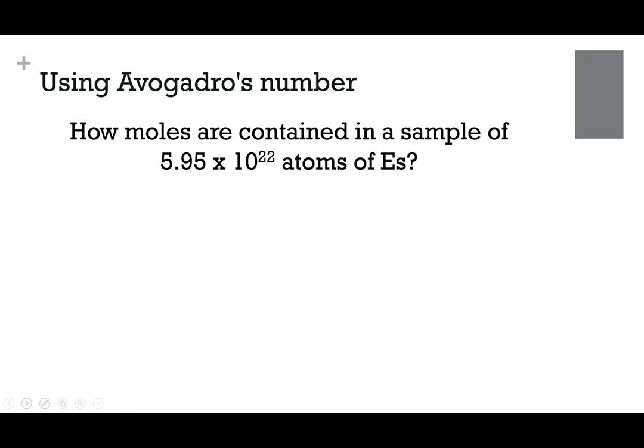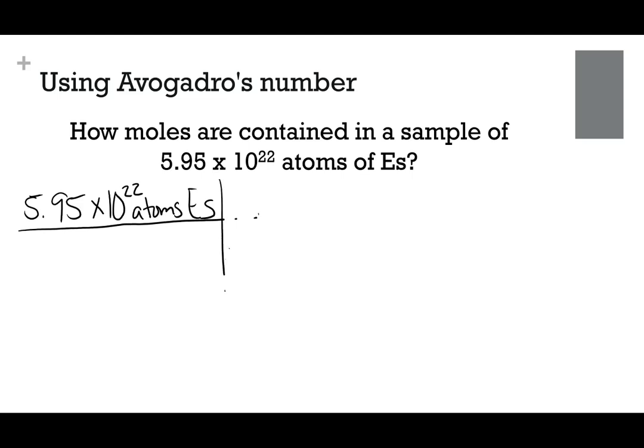All right, so dimensional analysis problem. What's the very first thing that we always do for every dimensional analysis problem? Write down the measurement that was taken. So 5.95 times 10 to the 22nd atoms, Einsteinium. Dimensional analysis, let the units guide our problem. So what unit is going to go on the bottom or diagonal? Atoms of Einsteinium. And what unit are we interested in? We're interested in the moles. So moles of Einsteinium.